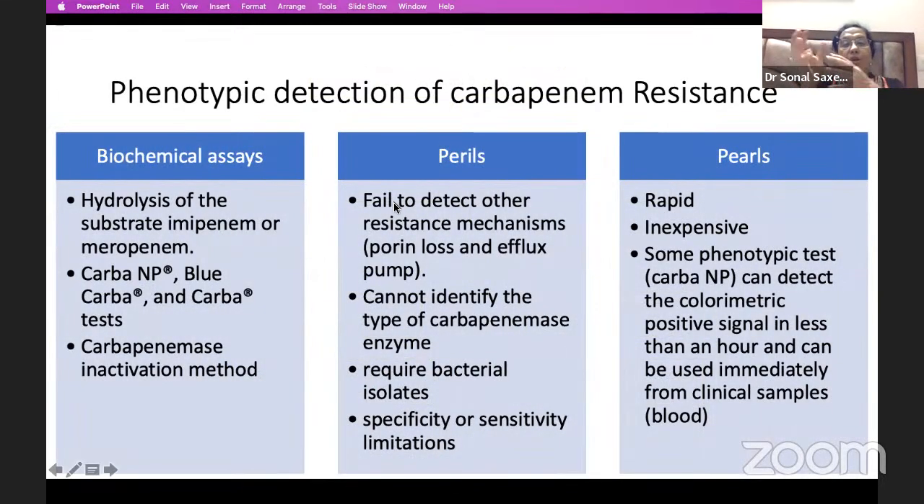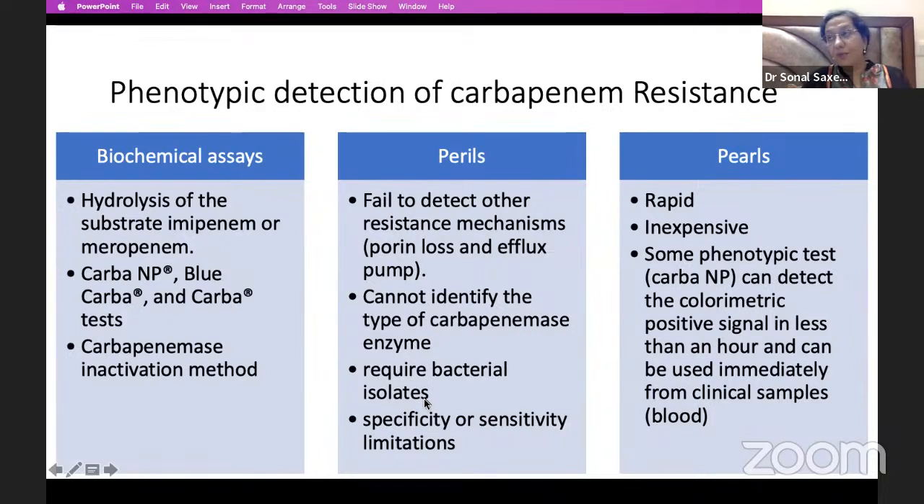So when we look at the phenotypic detection of carbapenem resistance, what can we do? We can do a biochemical assay, which is Carba NP or Blue Carba or any of these carbapenemase inactivation methods. The problem here is that they fail to detect porin loss or efflux pump and they cannot identify which enzyme is responsible. And of course, they require a bacterial isolate.